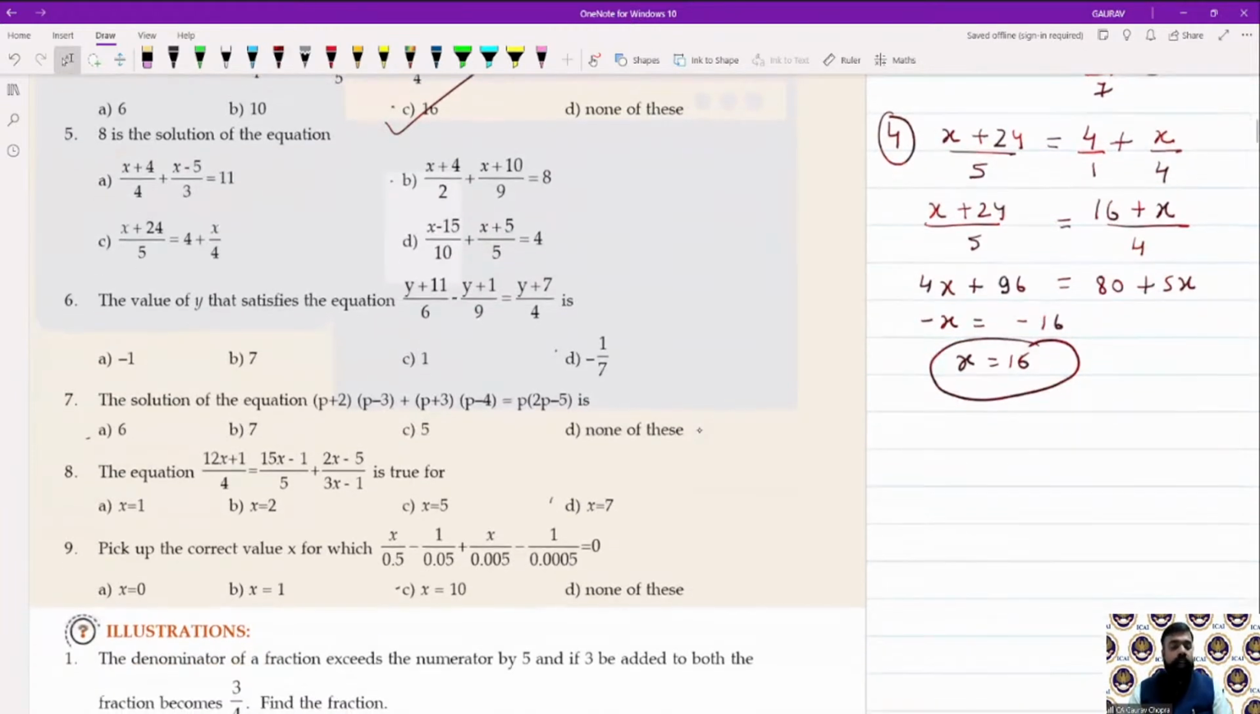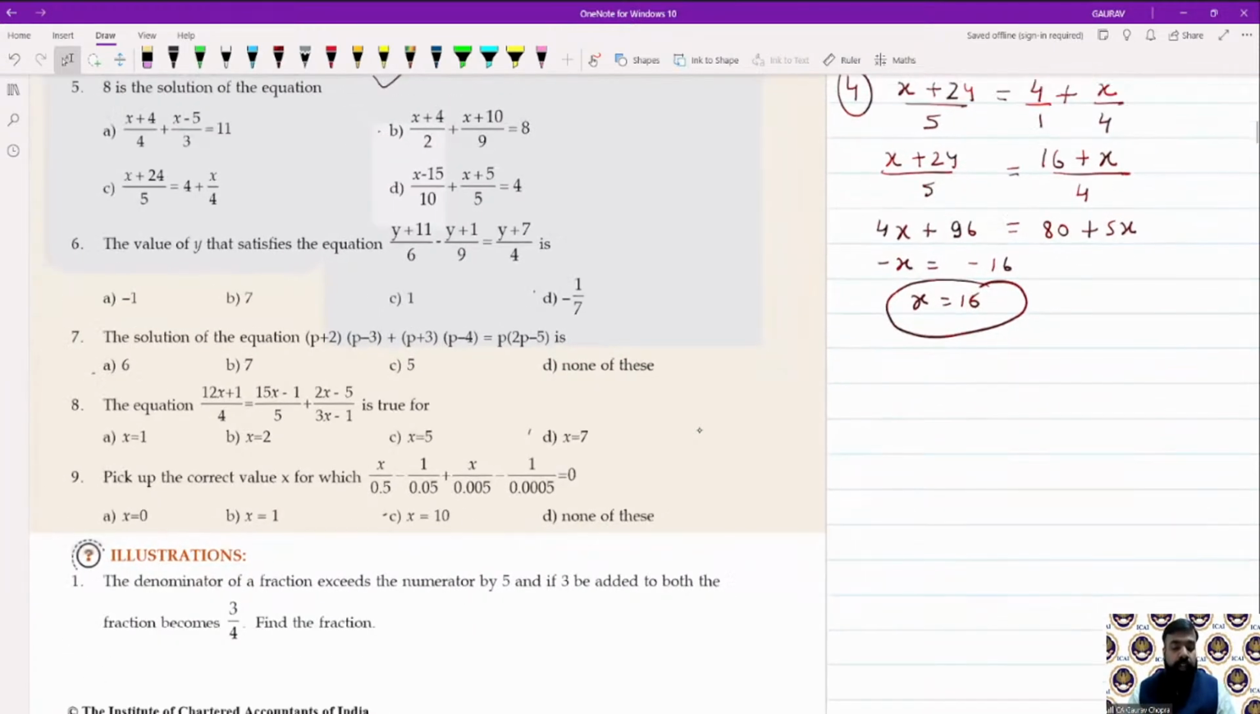Then question number 5. 8 is the solution of the equation. Now reverse question is given. Now in this question number 5, solution is available with us. Now we have to find the correct equation. So 8 will satisfy which equation? This we have to compute. So one by one, we have to substitute the value of x equal to 8 and then check which option is satisfying this value.